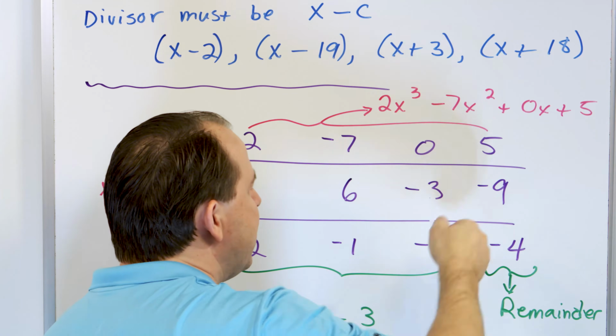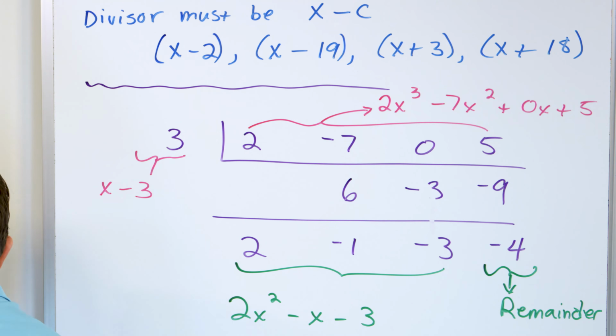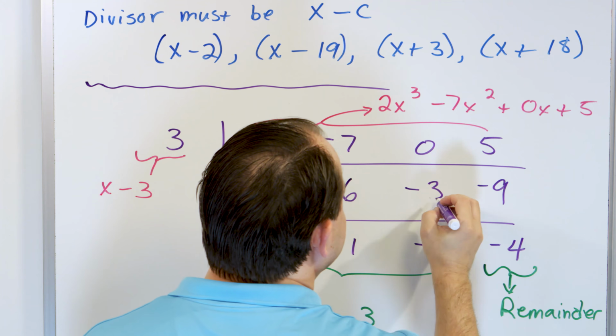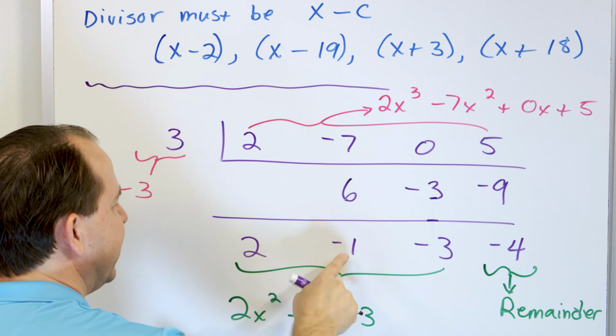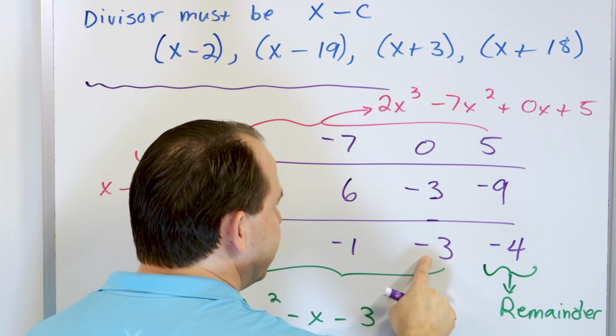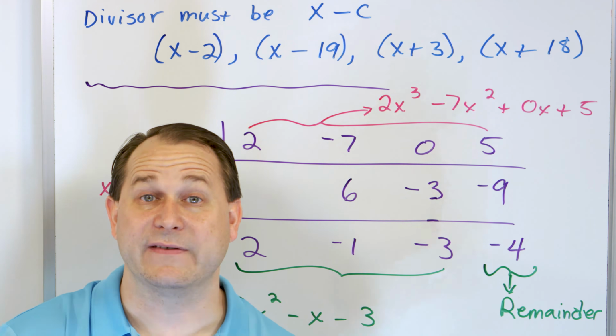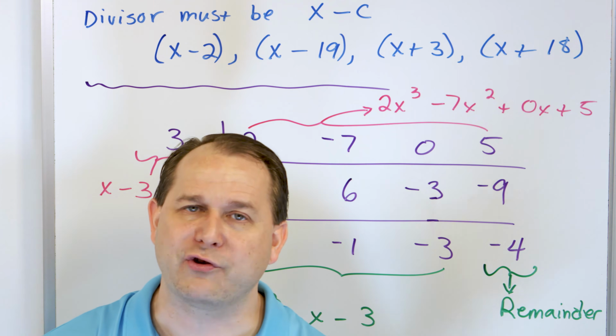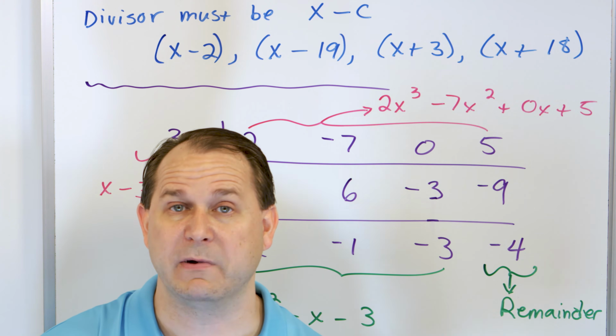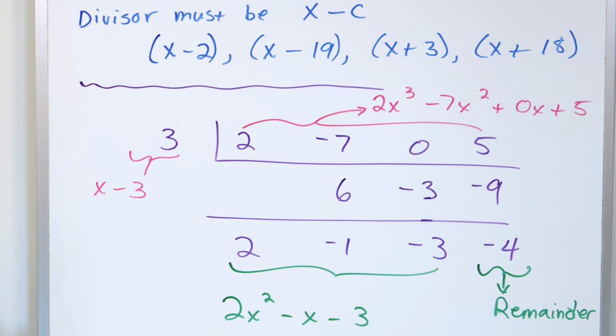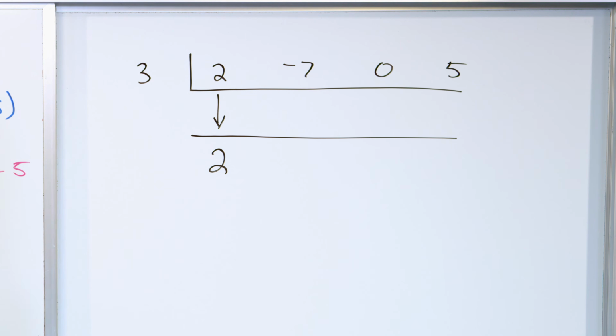We end up adding. In fact, you can kind of see, I haven't really shown you the process yet, but you can see right here that the -7 plus 6 gives me this, this plus this gives me this, and this plus this gives me this. So one of the main advantages of synthetic division is that you no longer have to subtract, you can just add things together, which is much, much easier to do. All right, so let's get to the process.